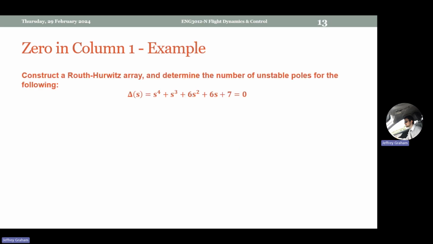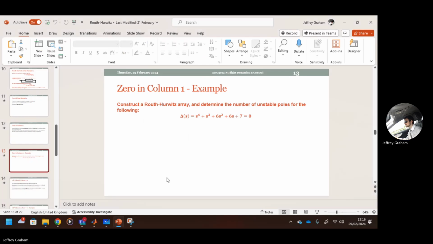Right, so the example, and take this into the whiteboard.